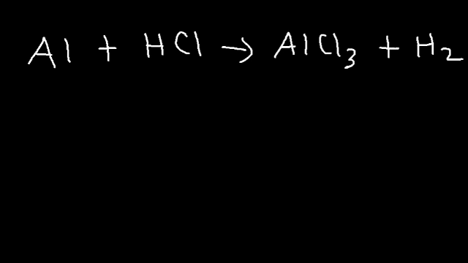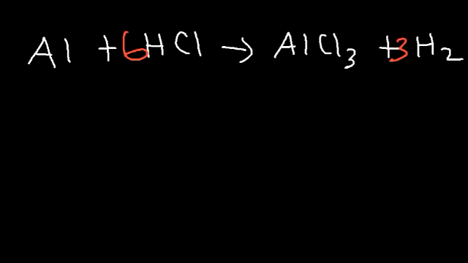So notice that we have 3 chlorine atoms. So we're probably going to have to put a 3 in front of HCl. But notice that we have an odd number of hydrogens and an even number over here. The least common multiple between 3 and 2 is 6. So that tells us that we need 6 hydrogen atoms. So let's put a 3 here to make it 6, and let's put a 6 there.